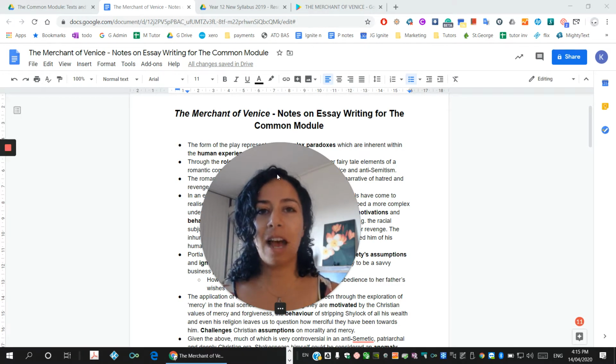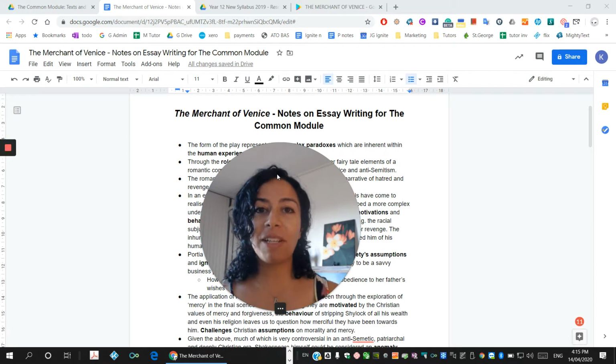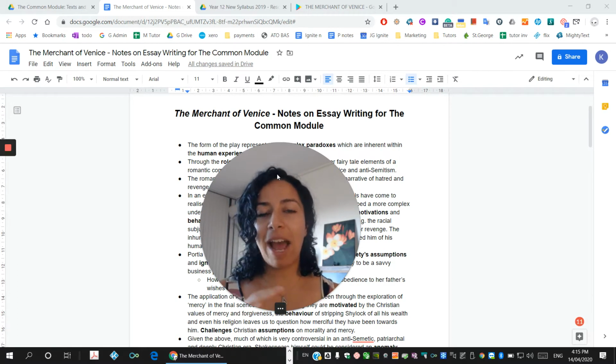So I just want to start with looking at how the Merchant of Venice links to the terminology of the rubric. One thing I recommend is having the rubric open and making notes based on what I'm saying, so that you've got comments on the side of the rubric that show your understanding of how all these rubric points link to the text.